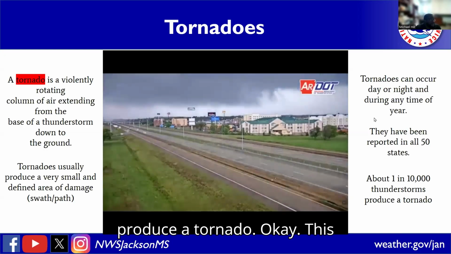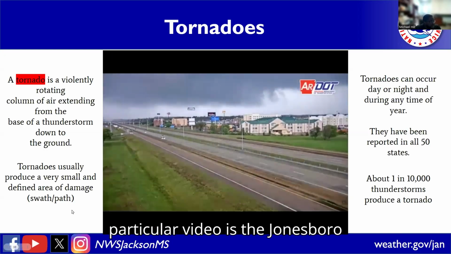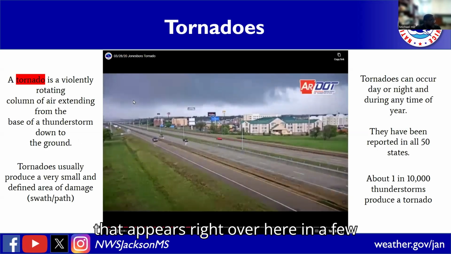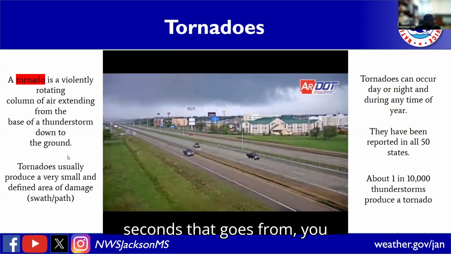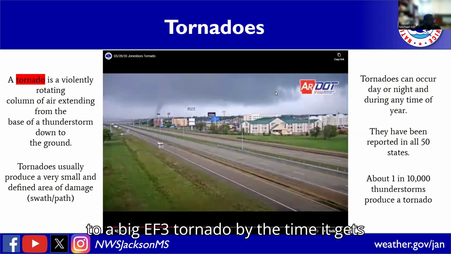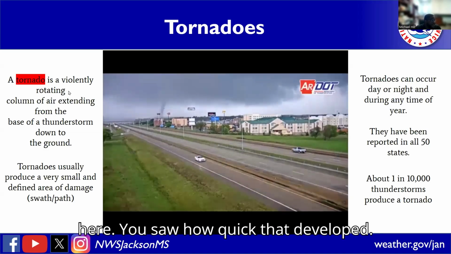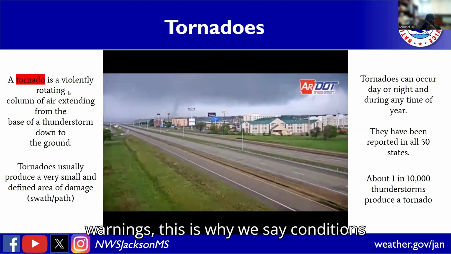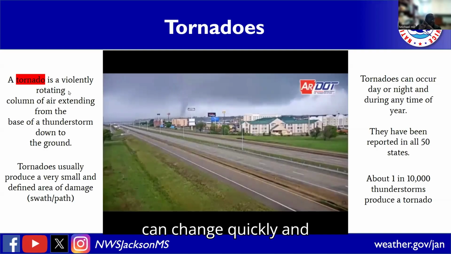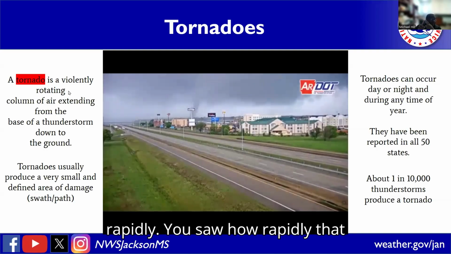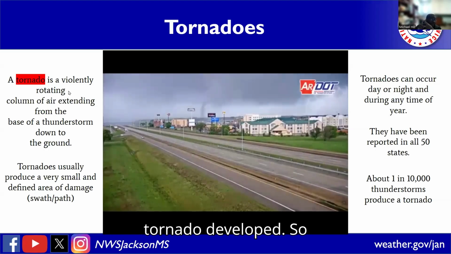Okay. This particular video is the Jonesboro tornado. There's going to be a tornado that appears right over here in a few seconds that goes from barely there, it is barely there, to a big EF3 tornado by the time it gets here. You saw how quick that developed, okay? So when we issue these tornado warnings, this is why we say conditions can change quickly and rapidly. You saw how rapidly that tornado developed.